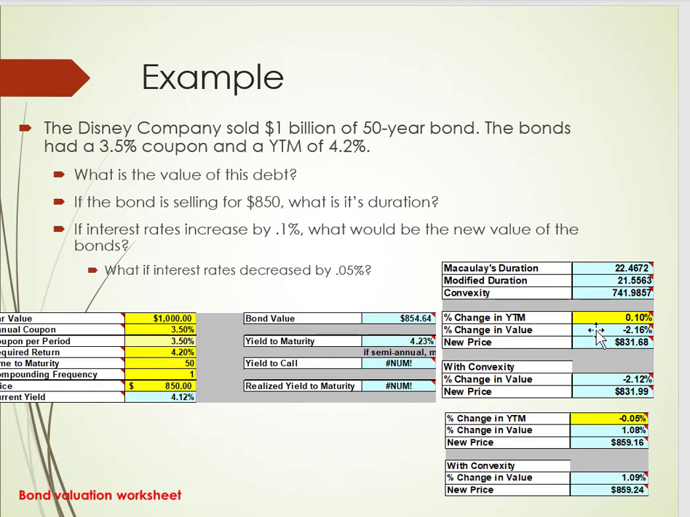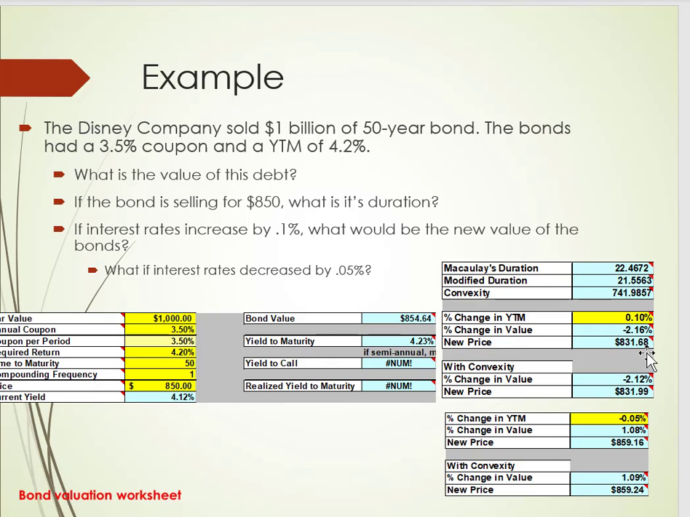So in this case, if interest rates change by 0.1%, what would be the new value? If it goes up by 0.1, we know it's going to go down. When interest rates go up, bond prices go down. So in this case, the value is going to drop by negative 2.16%. So the new price would be $831.68.